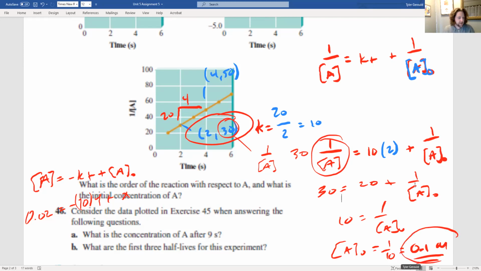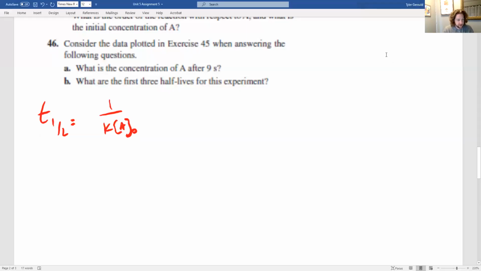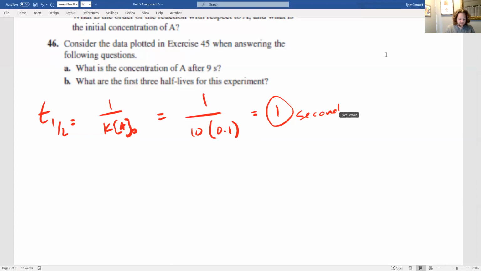And then once you have that initial concentration, you can find the concentration over 10 seconds, and then we can do the first 3 half-lives next. So here's the half-life equation for second order. We know the initial concentration from a previous question, and we know the K value from the previous question. So it's 10 times 0.1. 10 is K, 0.1 is the initial concentration. So we get 1 over 1, which is just 1. So this is 1 second. So the half-life is each second.